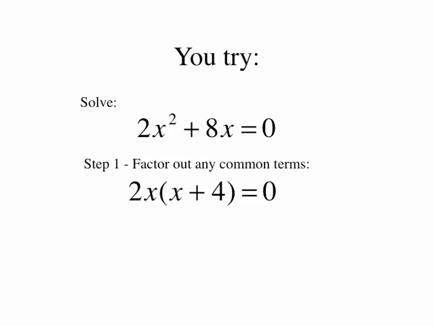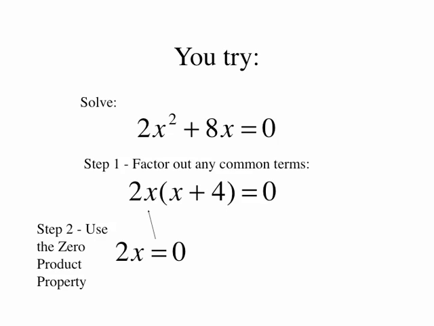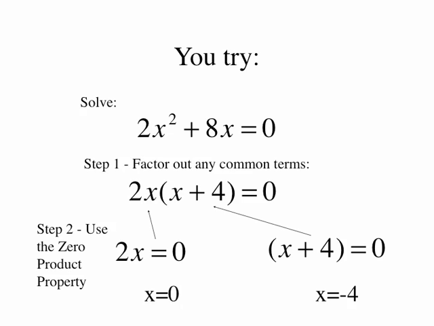Now I have some numbers multiplied together and the answer is 0. One or the other of these numbers has to be 0. Step 2 is to use that 0 product property to figure out what values of x make the chunks of this be 0. So either 2x equals 0, in which case x itself would just have to be 0, or x plus 4 has to be 0. So the solution is either x equals 0 or x equals negative 4.